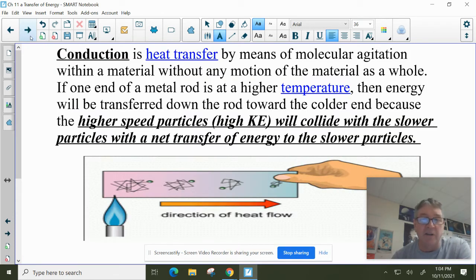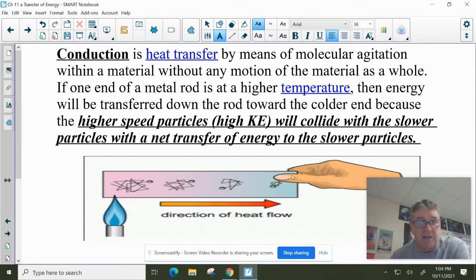So here's the definition of conduction. If you want to stop the video and write it down. The key thing is heat is transferred by molecular agitation. In other words, these atoms inside this piece of metal, for example, are touching each other. So the heat from the flame agitates a molecule. It shakes back and forth and bumps the one next to it. And that one bumps the one next to it, and bumps one next to it. So the heat flows from the hot area to the cold area.